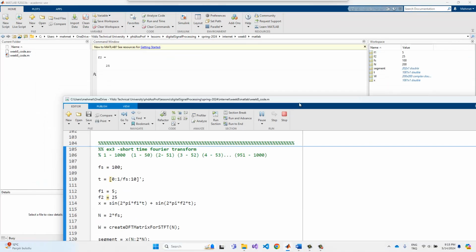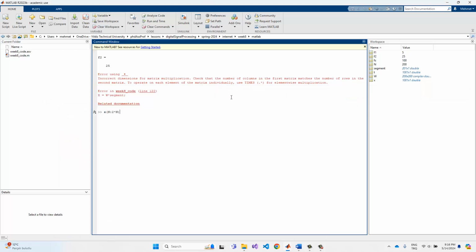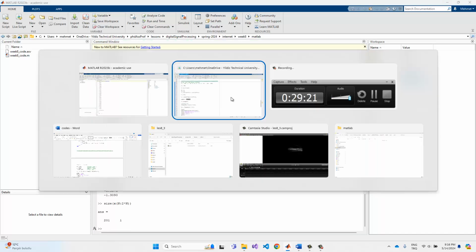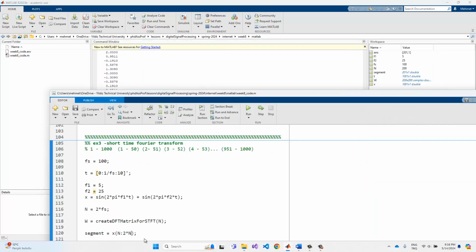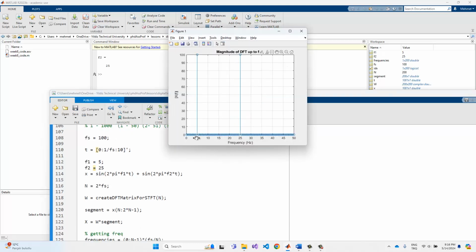I'm sorry, I think there is a problem. It is 201, so minus 1. This is the dimensionality problem, guys, don't worry. So 5 and 25 are given here. We can use this technique to analyze each portion of the signal.